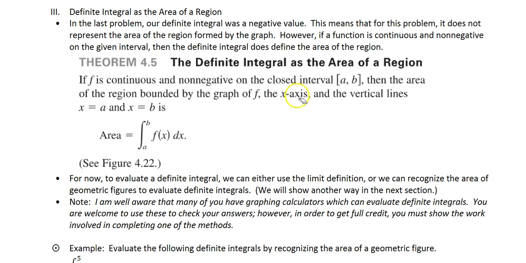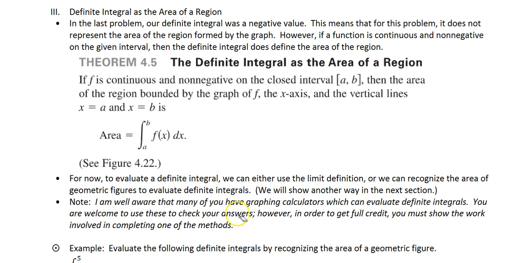So if f is continuous and non-negative on the closed interval from a to b, the area of the region bounded by the graph of f, the x-axis, and the vertical lines x equals a and x equals b is the definite integral from a to b of f of x with respect to x. So for now, to evaluate a definite integral, we can either use the limit definition or we can recognize the area of geometric figures in some cases. We're going to get another method in section 4.4, but for now these are the two that you have.